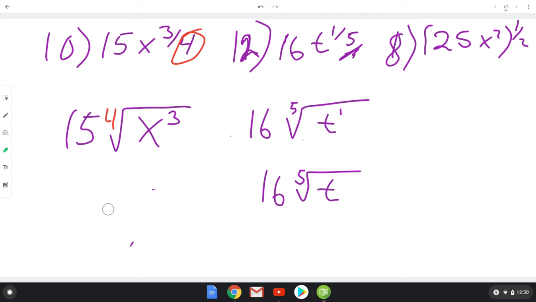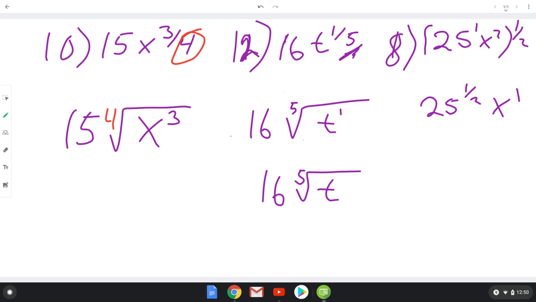So with that in mind, let's look at number 8. With number 8, we have the 1/2 outside of a parentheses, which means that before we turn it into a root, we need to distribute it. So we want to distribute it first. Remember that 25 has an invisible power of 1, so we're multiplying 1 times 1/2, which is just 1/2. And then x to the 2 times 1/2. 2 times 1/2 is 1, so we have x to the first.